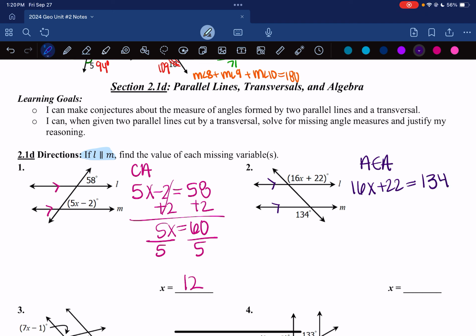And then we just solve. So minus 22 from both sides. So we have 16x equals 112. Divide by 16. So we have x is 7.